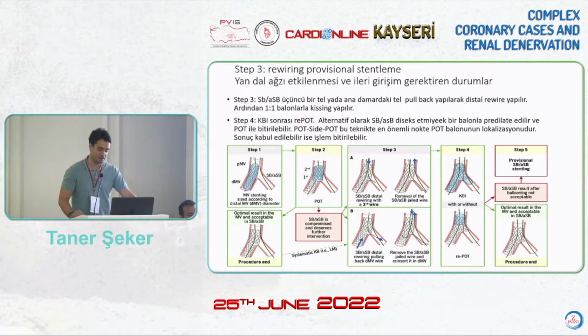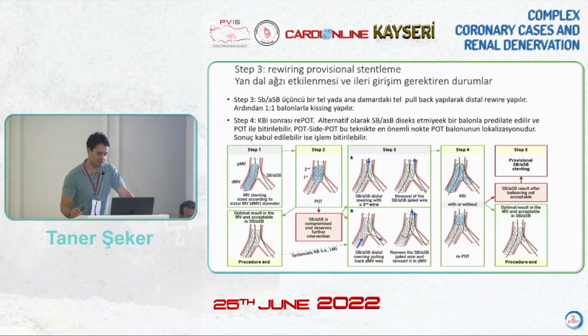But if there is serious jailing in the side branch, then in that case, the side branch must be wired. And for rewiring, it must be done at the distal struts. And a third wire or a distal main lumen pullback must be done. And we must be careful that the distal segment must be used. OCT can be used for this, it is a golden standard, or StentBoost can be used for it.